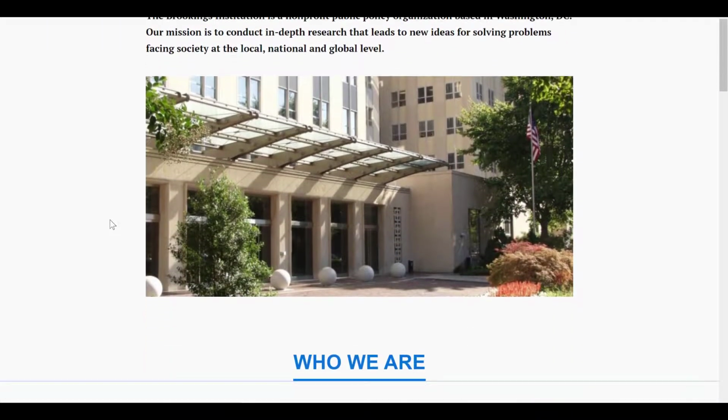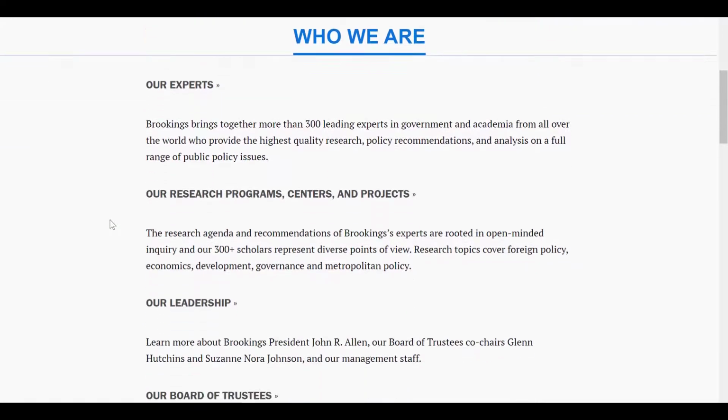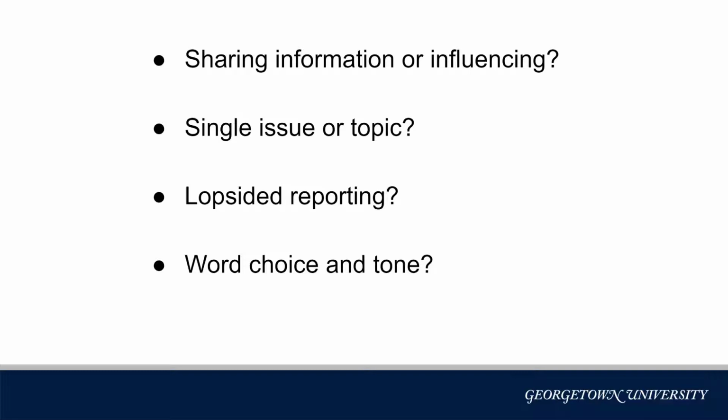If they do not directly state this information, you can still evaluate them to see if they have a hidden bias. Are they simply sharing their research, or are they trying to influence political change? Are they focused on only one issue or topic, like environmental regulations or housing policy? Look to see if they are only researching one side of the issue or presenting one side in a better light. You can look at their word choice and tone in the content to determine ideological bias.